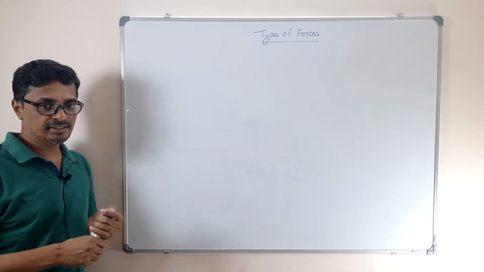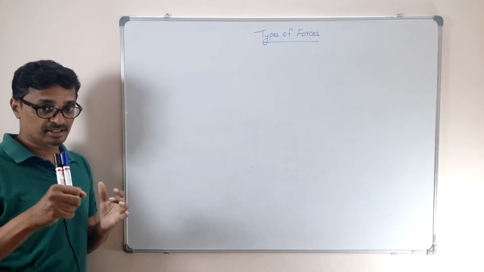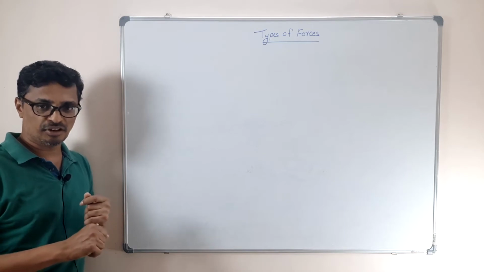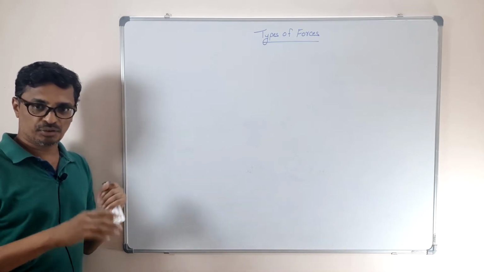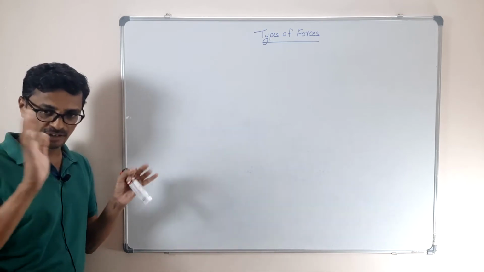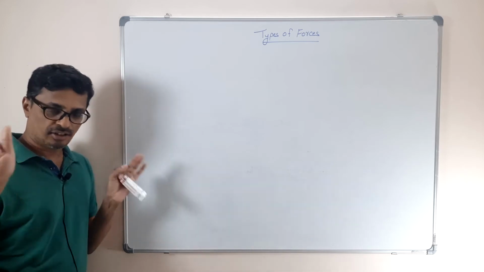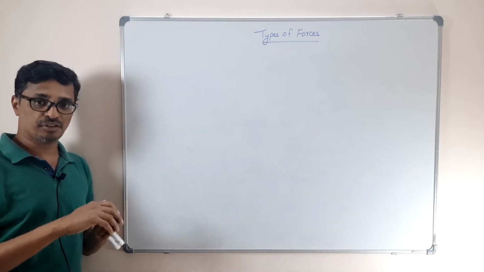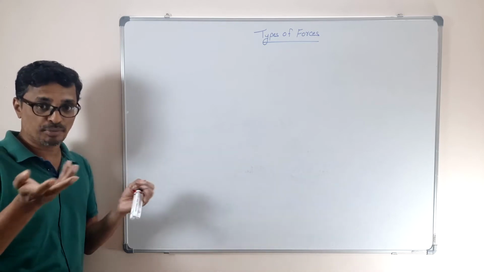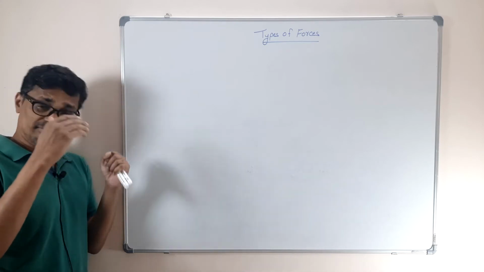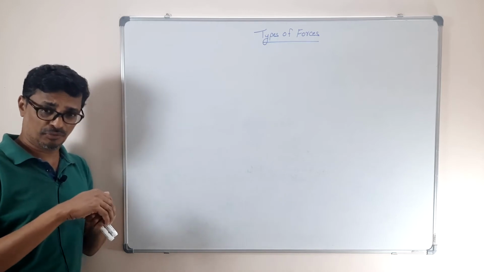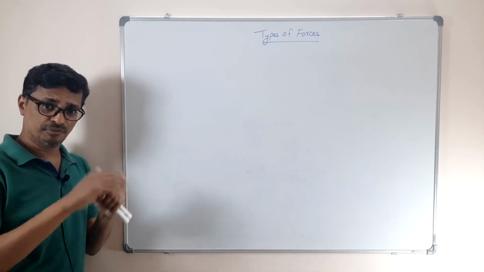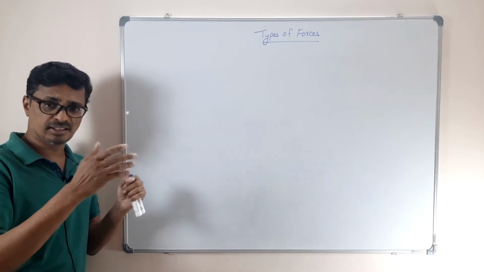In the earlier class, we discussed inertial frames and non-inertial frames. Any frame which is moving at a constant velocity is an inertial frame. In an inertial frame, there won't be any force acting on it because there won't be any acceleration. Correct? Any reference frame which is accelerating is a non-inertial frame.